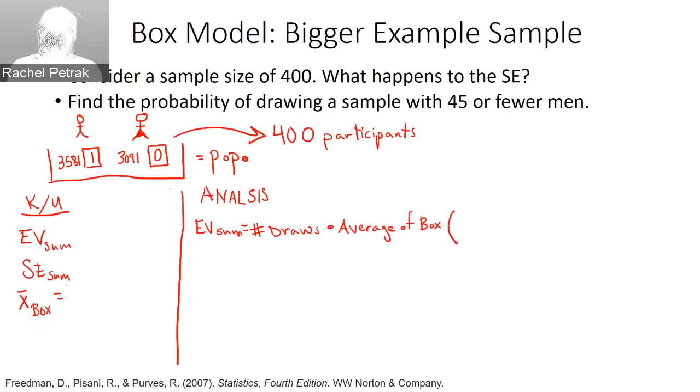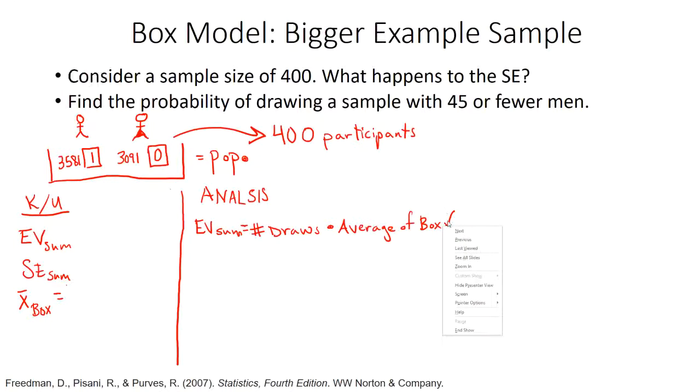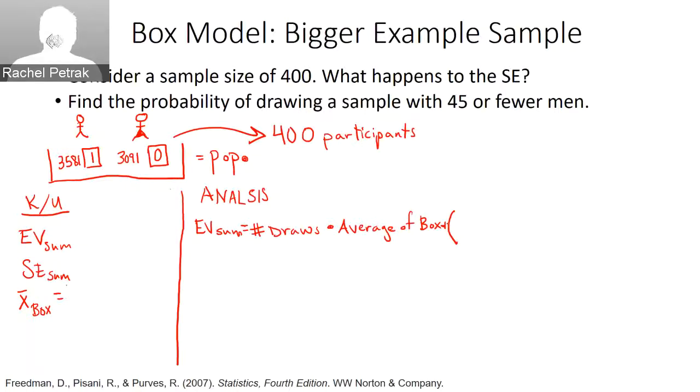The average of the box is 3,581 over the total in our population, 6,672, which is still equal to 0.46 or 46%.